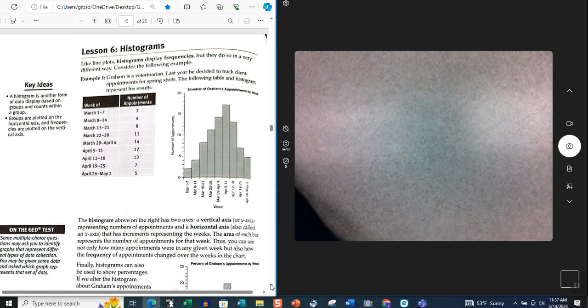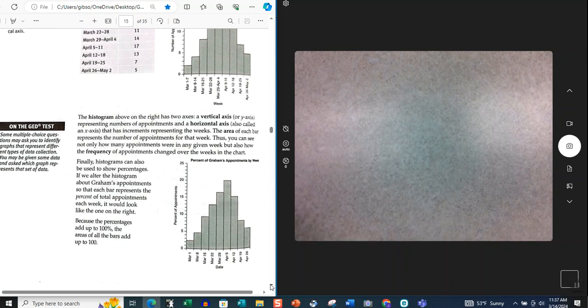Okay, now the histogram above on the right has two axes, a vertical axis or y axis, representing numbers of appointments, and a horizontal axis, also called an x axis, that has increments representing the weeks. The area of each bar represents the number of appointments for the week. Thus, you can see not only how many appointments were in any given week, but also how the frequency of appointments changed over the weeks in the chart.